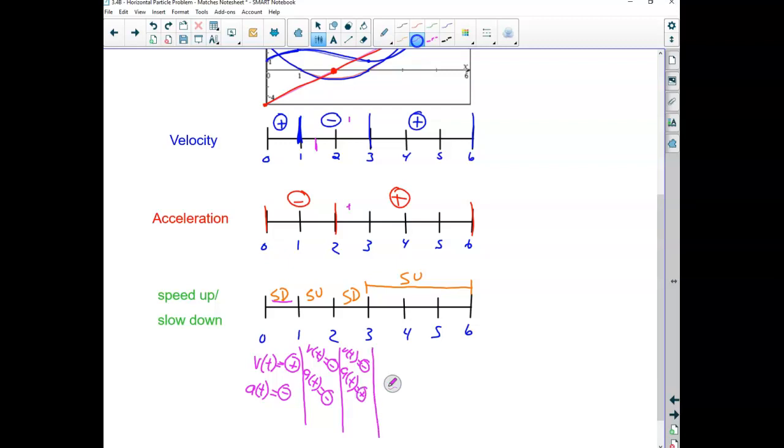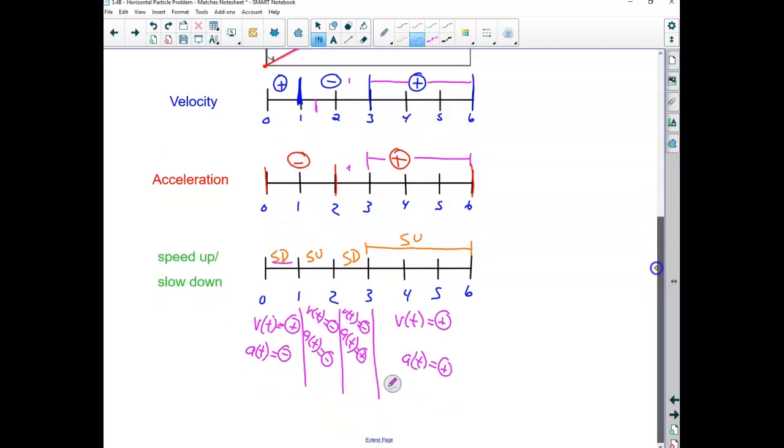And then from 3 to 6, what was my v of t? Look at there, it was positive the whole way. a of t, what was a of t from 3 all the way to 6? Ooh, it was positive. Well, connect the dots. You're not always going to have graphs. Sometimes you're just going to have the function where you're going to have to find time intervals and test those time intervals like we did to find the sign of velocity and acceleration.